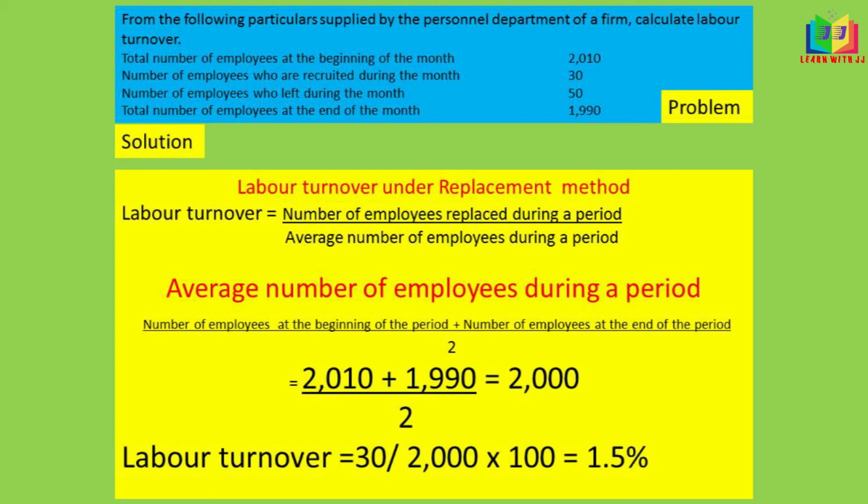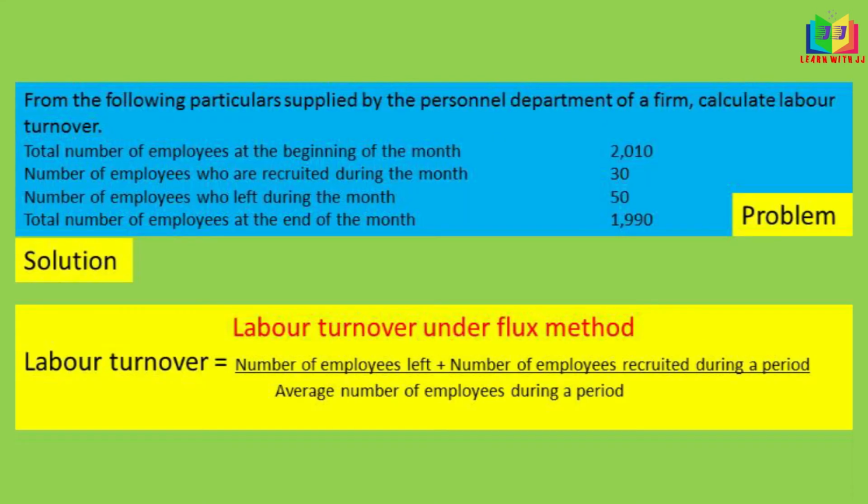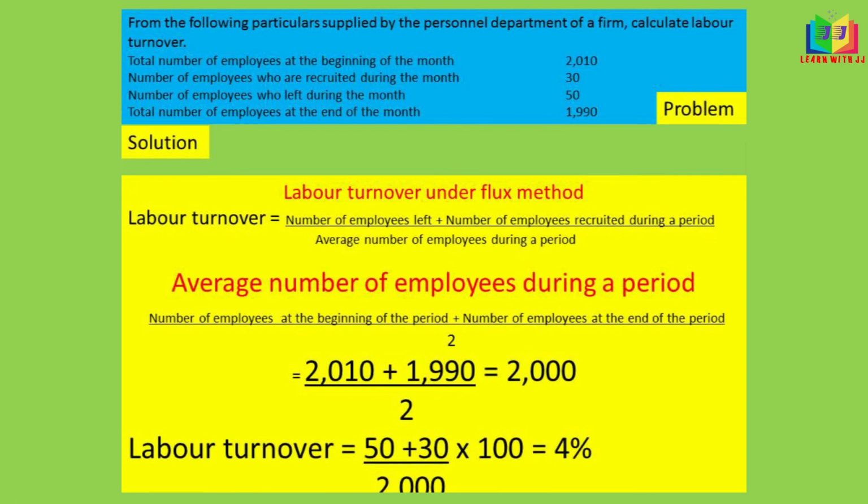And the next method is flux method. Under this method, the formula is number of employees left plus number of employees recruited during a period, divided by the average number of employees. Here we have left, that is 50, and recruited is 30. So 50 plus 30, and we already know the average number of employees, that is 2000. So if we substitute, we'll get 4%. This is the labor turnover under flux method.